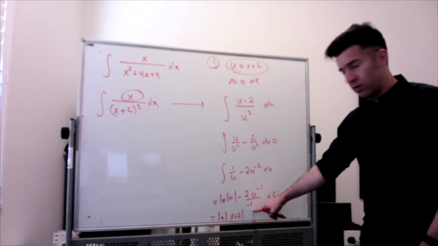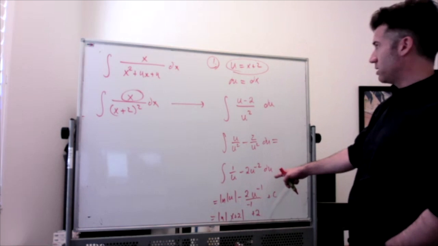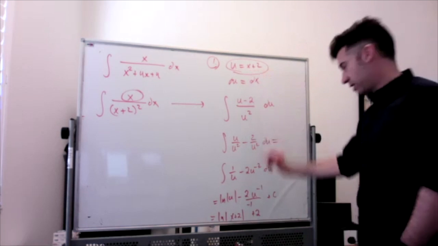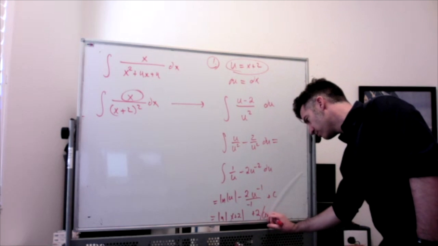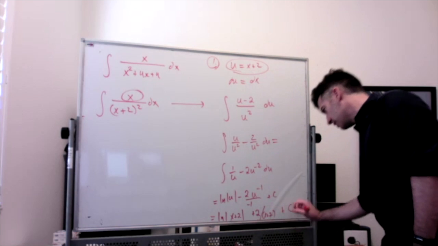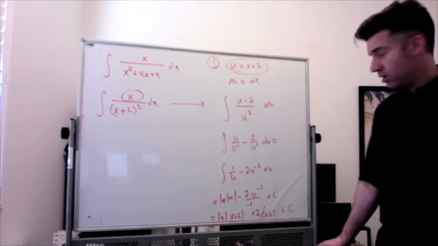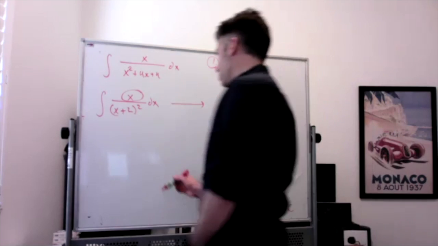Minus 2 over minus 1 is positive 2. So it's 2 times u to the minus 1, or divided by u. So 2 divided by u is, sorry, 2 divided by x plus 2, plus c. So that's one answer. The natural log of the absolute value of x plus 2, plus 2 over x plus 2, plus c. But we also could have done this using partial fractions.